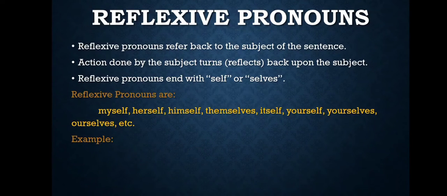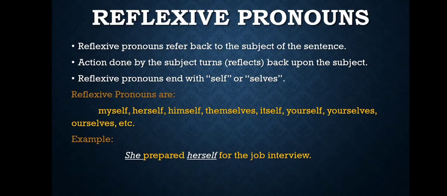But how can we use them in our sentences? It is in this way: she prepared herself for the job interview. She is the subject of the sentence. She is the doer of the action. Who is performing an action? A girl, she. What is she doing? She is preparing. Now, this herself is referring back to the subject, right? So, this action is being done by the subject and it is being reflected back to the subject with the help of this reflexive pronoun.